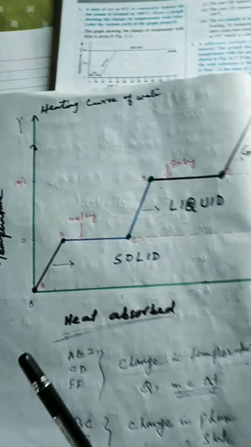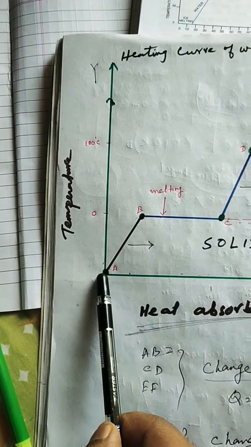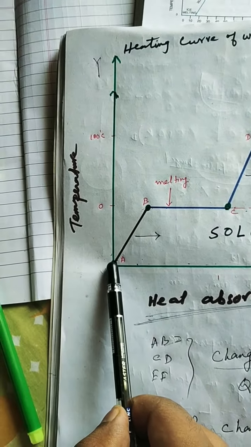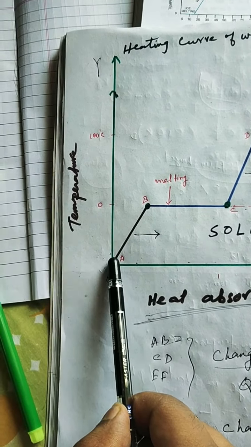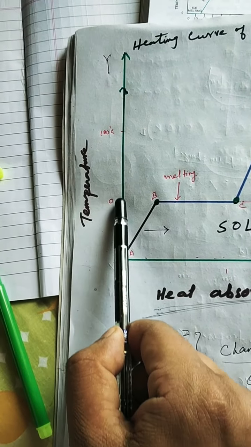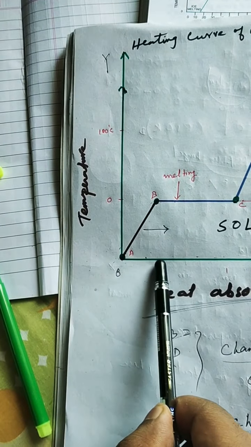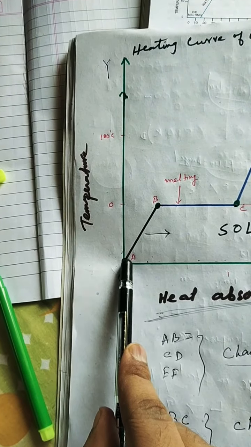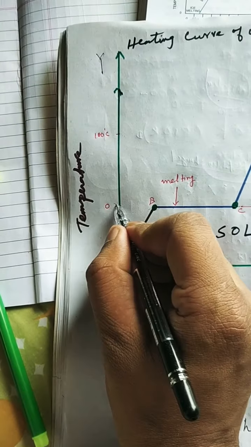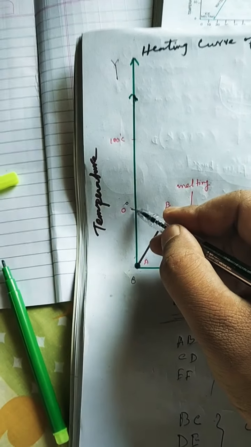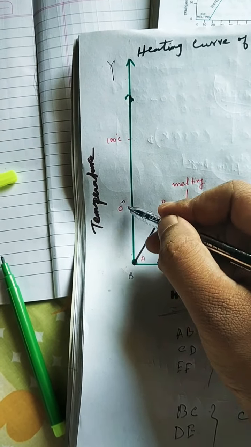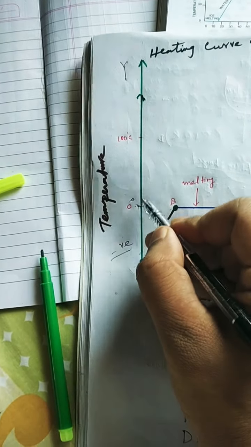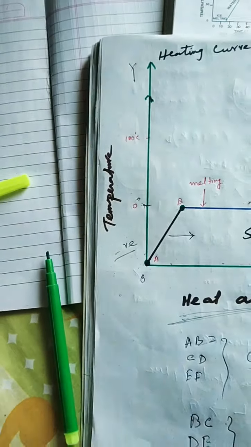Now look at this. At point A, the heat is 0 and the temperature is also 0. When we go up, the temperature increases. When going to this side, heat increases. Here, this is the 0 degree temperature, so before that the temperature is negative. Here 0, 1, 2, 3 and it rises up to 110.